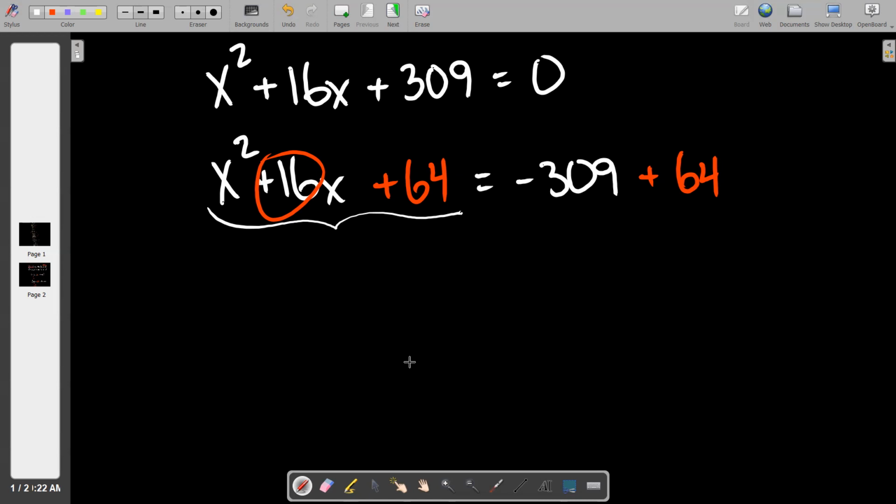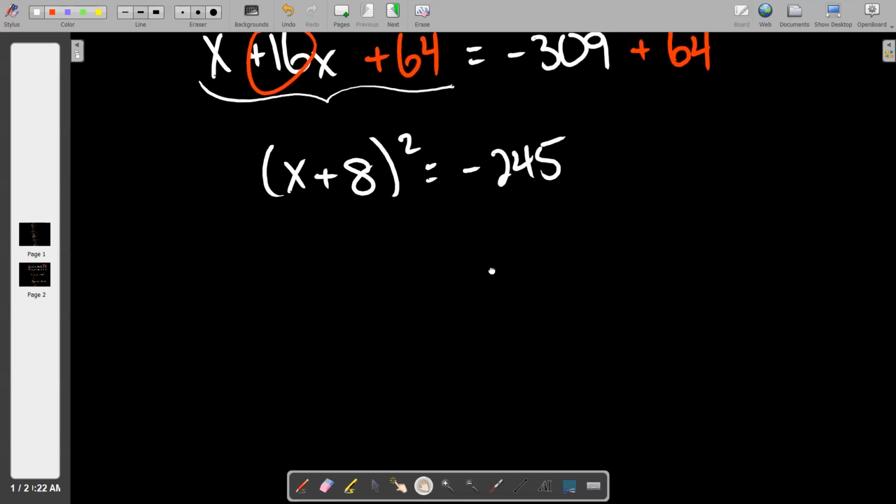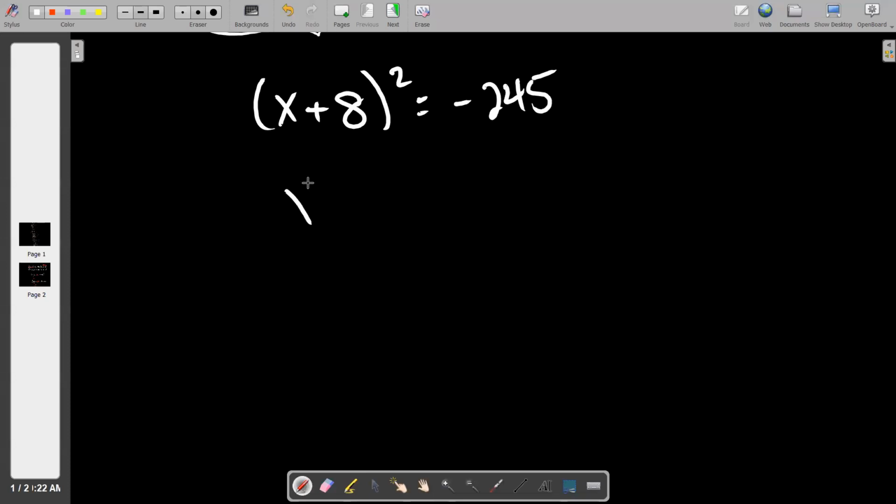What does it factor down into? X plus 8 squared. Dope. Gorgeous. Perfecto. Now what do we do? Take the square root of both sides. Gives the x plus 8.